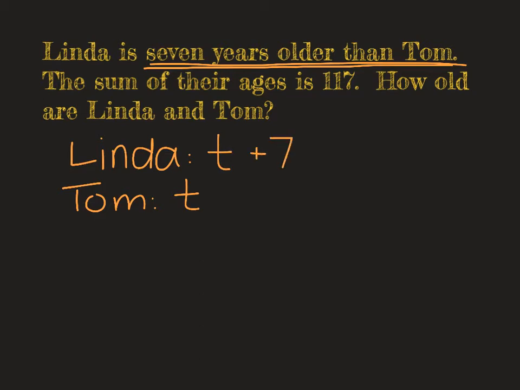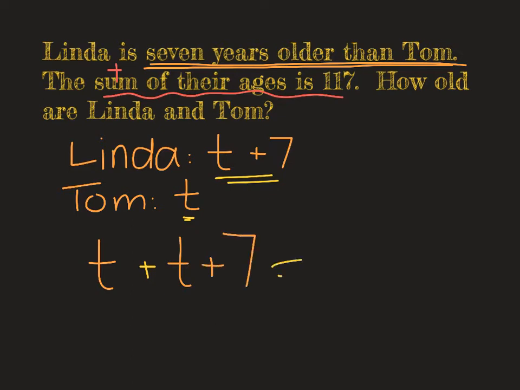So now if Tom is t years old and Linda is t plus 7 years old, then we know the sum of their ages is 117. Sum tells me that I'm adding. So I'm going to put this all together: Tom is t years old plus, be careful with your t's and your pluses, Linda is t plus 7 years old, and together their sum is 117 years old. Now we have an equation that we can solve. So let's go ahead and do that.